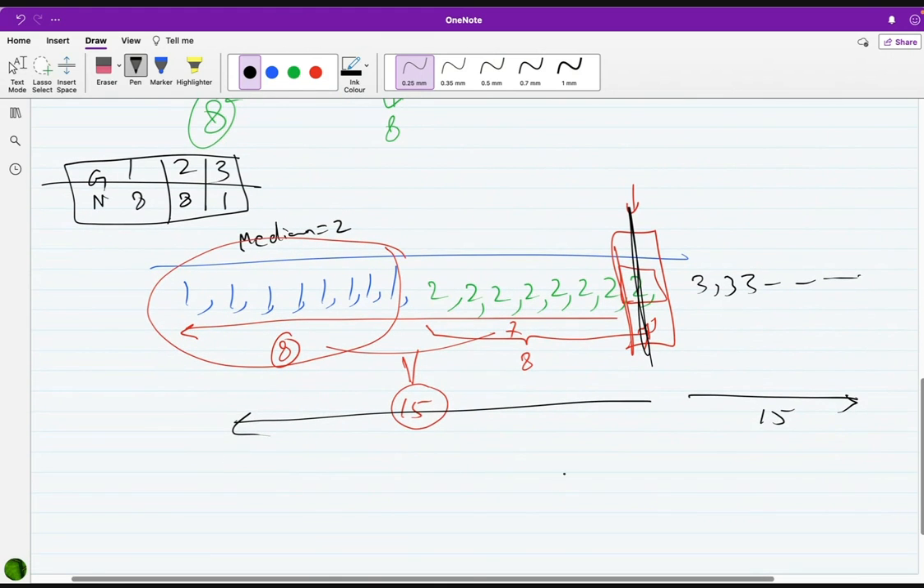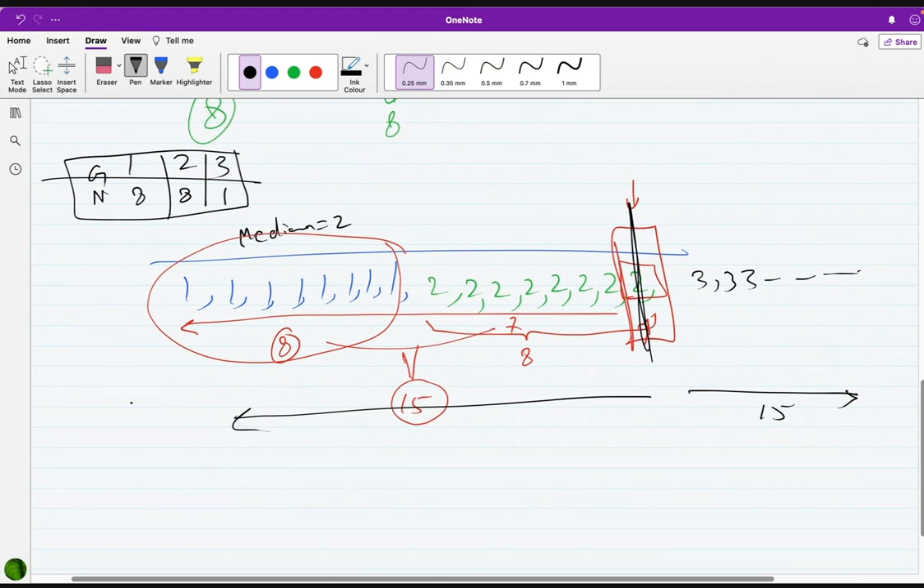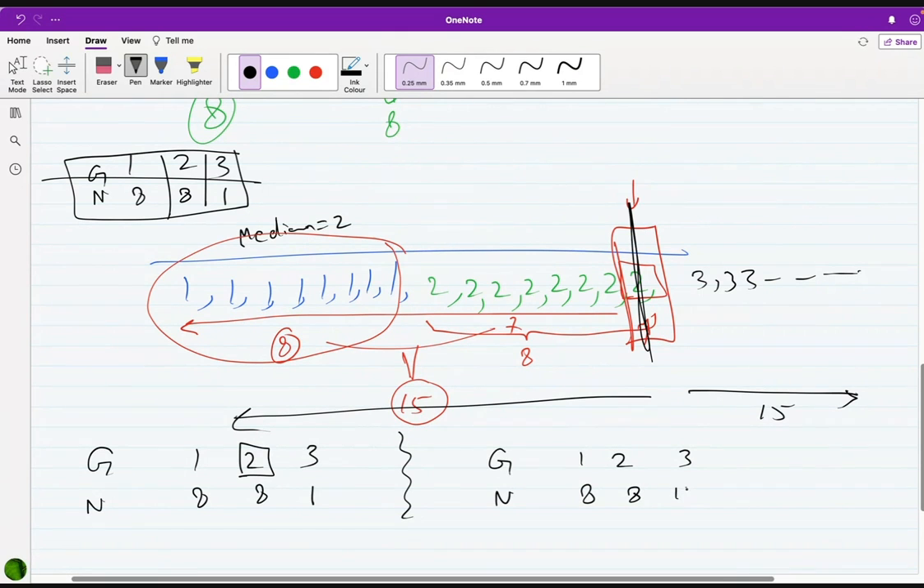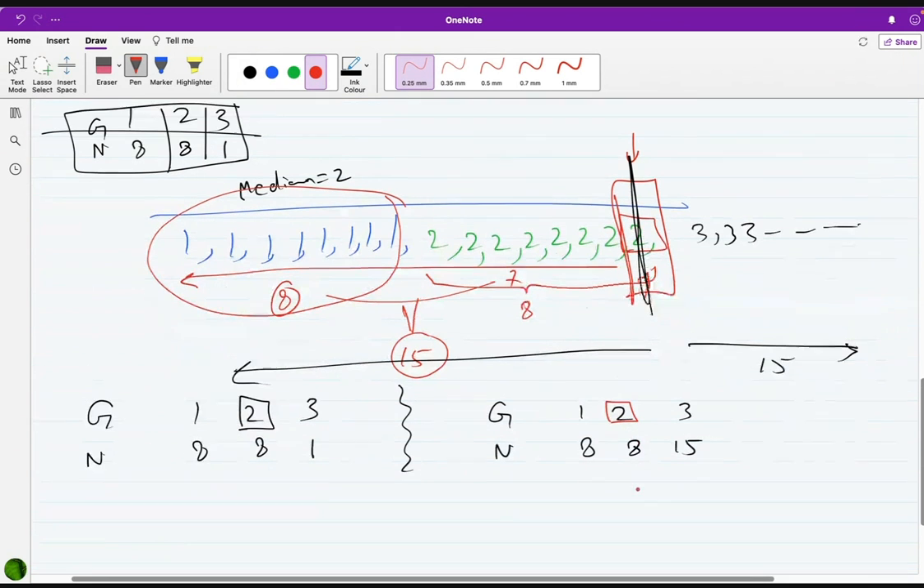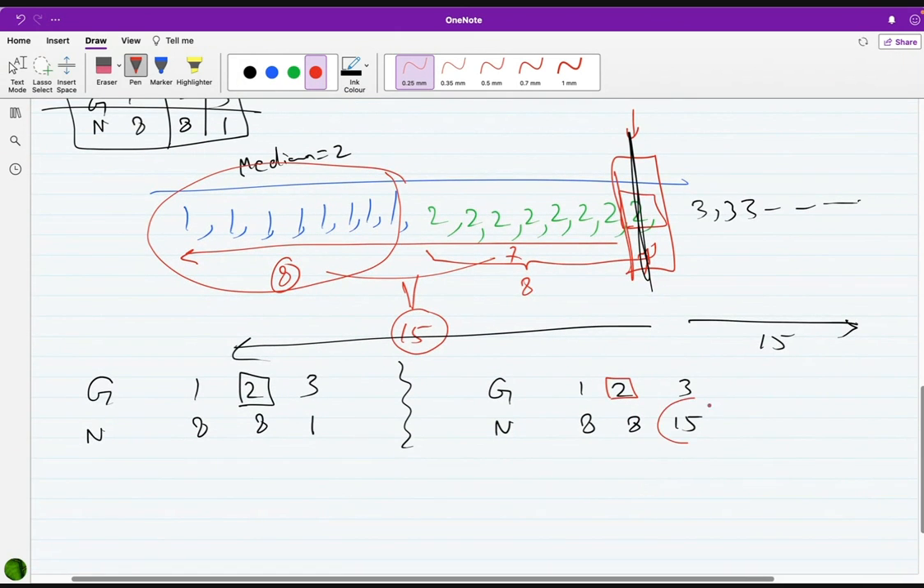Yes. So I'm writing these two tables again. Goals were 1, 2, or 3. Number could be 8, 8, and if it is 1, the median is still 2. On the other hand, goals 1, 2, and 3, and numbers 8, 8, and 15. If we have 15, the median is still 2. So the largest possible, this question was for largest possible, is 15, and the least possible is 1.